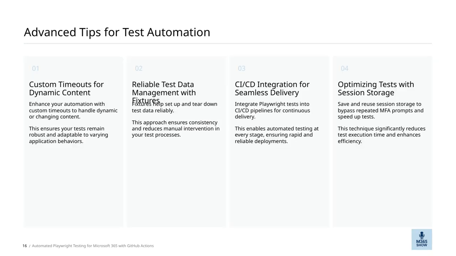Let's talk about some advanced tips to make your test automation even more efficient. First up is saving and reusing session storage. By doing this, you can bypass repeated MFA prompts, which not only speeds up your tests, but also makes them more reliable. This technique really helps reduce overall test execution time and boosts your productivity. Next, integrating Playwright tests into your CI/CD pipelines is crucial. It allows you to run automated tests at every stage of your deployment process, ensuring that your releases are both rapid and dependable. This continuous testing helps catch issues early and maintains high quality throughout development.